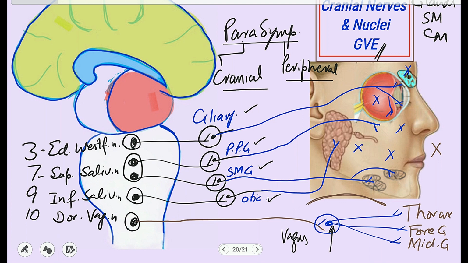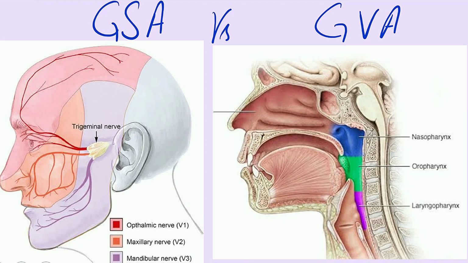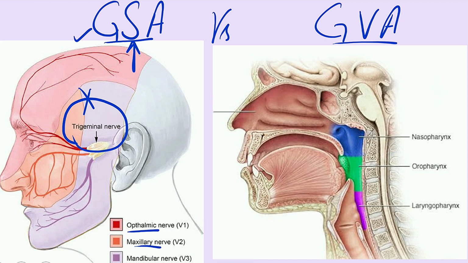They are numerous. Look here, I'll demonstrate crucial information about the general somatic afferent and the general visceral afferent functions. You know, general somatic afferent is about the sensations carried from the skin of the head and face area, and this function is mainly performed by the trigeminal nerve. Trigeminal means three nerves: ophthalmic, maxillary, and mandibular nerves. So the trigeminal nerve is the main nerve that performs the function of the general somatic afferent.